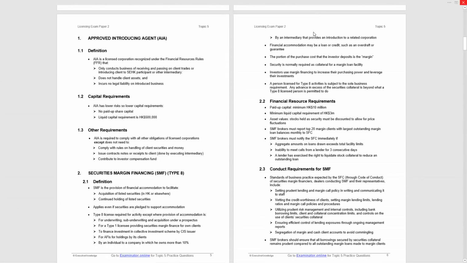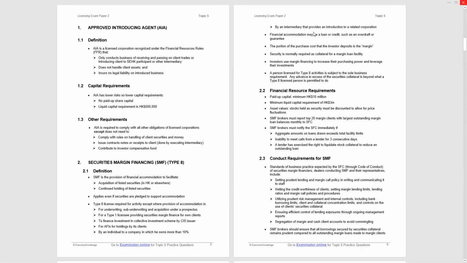Okay, so as I've indicated, I'm going to go through in a certain amount of depth the first 3 to 4 sections, and then I'll start skipping through. Section 1, approved introducing agent. Yeah, I would just know this. The approved introducing agent is someone that introduces investors to dealers. It could be an asset manager, for example, that introduces an investor to a specific dealer.